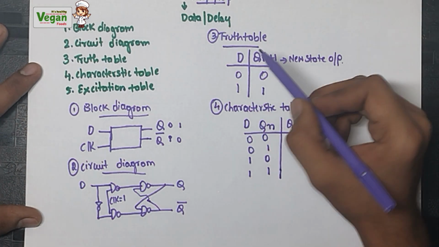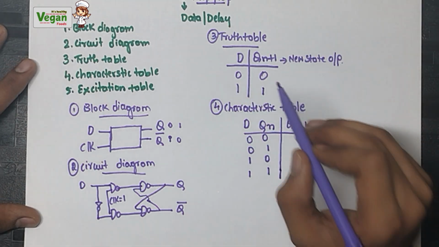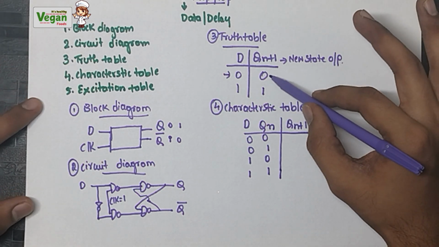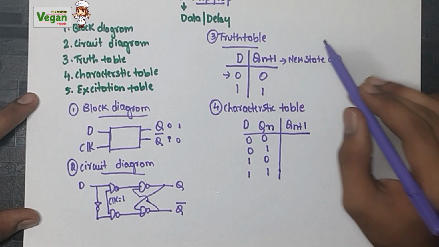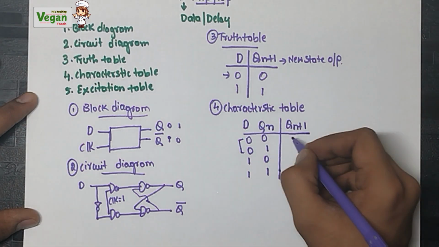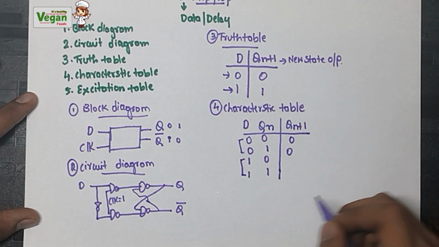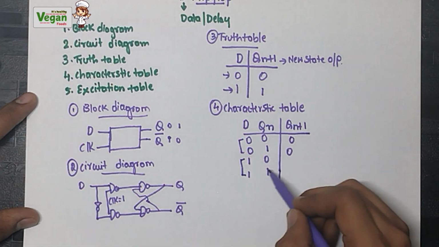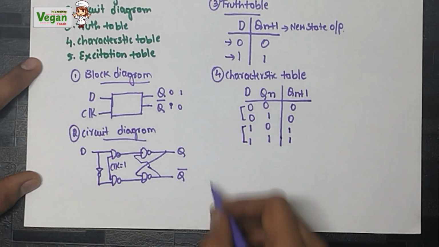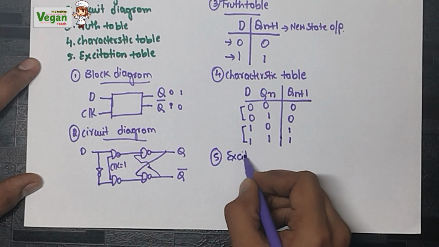I already said, to construct the characteristic table, take the reference of the truth table. When the D value is 0, whatever the situation, the output Qn plus 1, that is the next state output, will be 0. When the D value is 0, whatever the previous state output is, the new state output will be 0. When the input is 1, that is the D value is equal to 1, whatever the previous state output is, the new state output will be equal to 1. Now the final step, let's construct the excitation table.